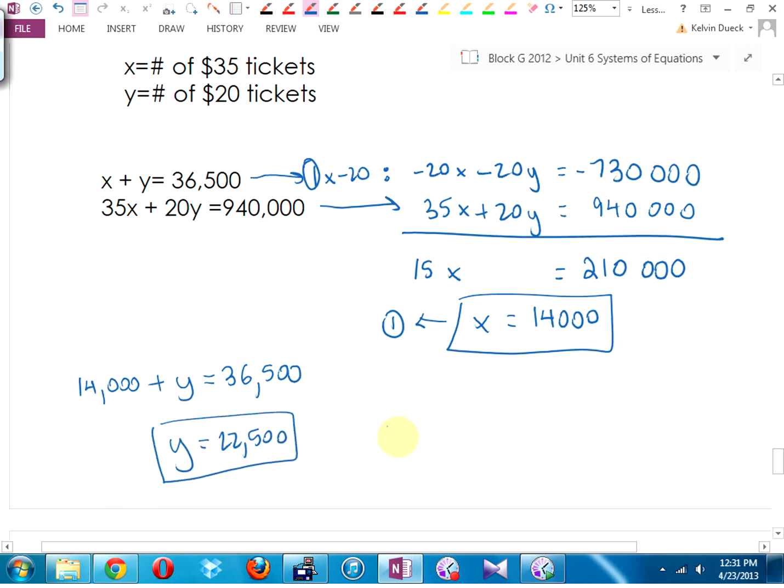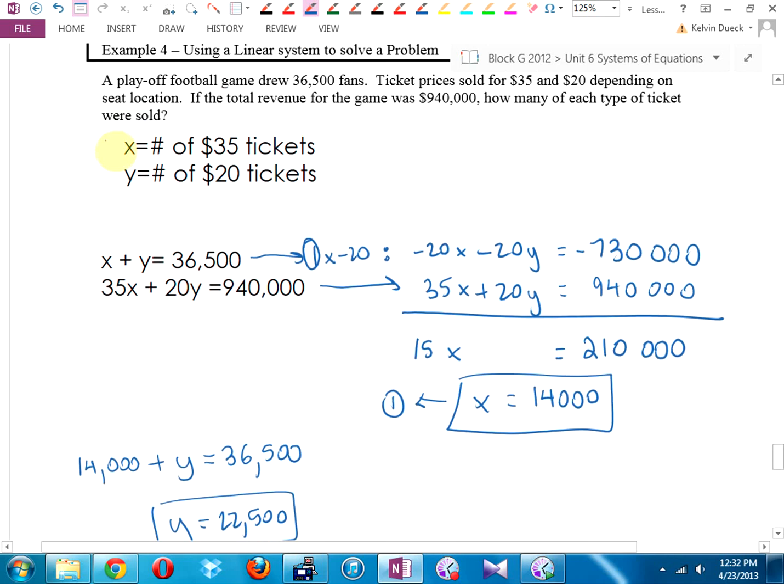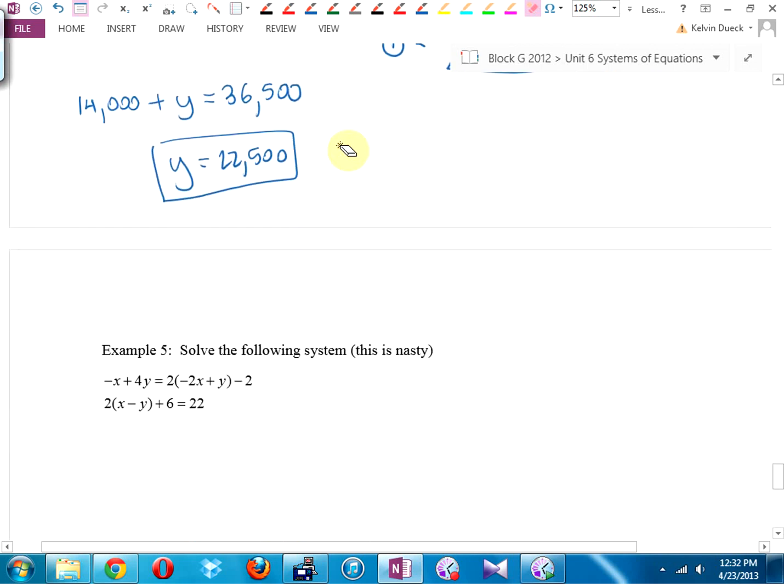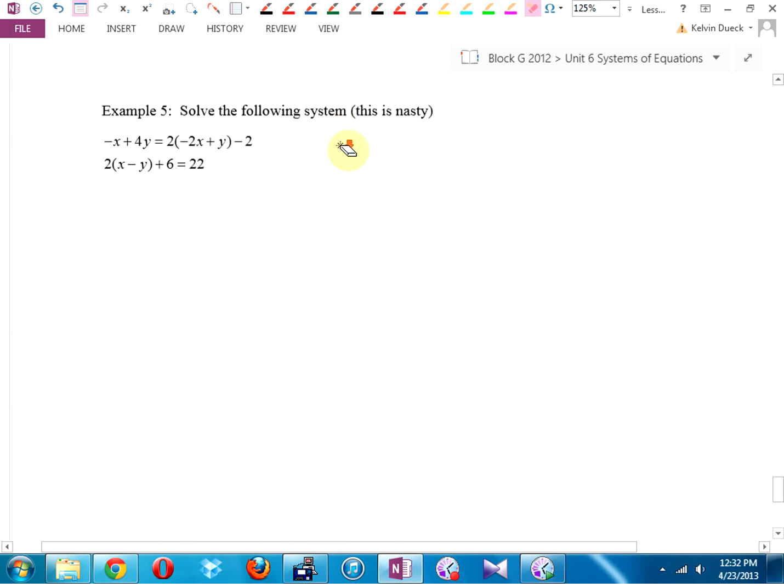So, how many of the more expensive tickets were sold? 14,000. How many of the cheaper tickets were sold? Yep. That's why I always do this little let statement or label or whatever, so that at the end I can go back and figure out what the heck I was trying to find. Okay? Last one.